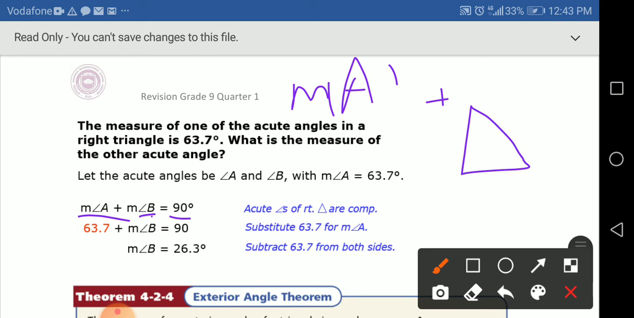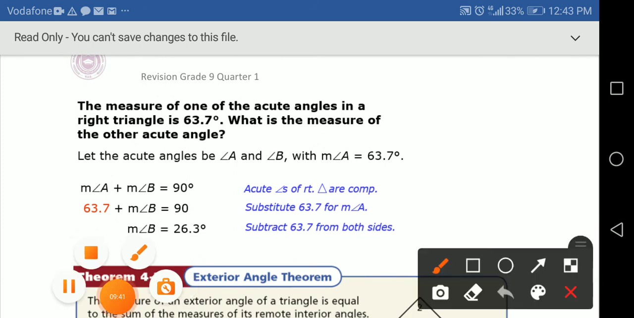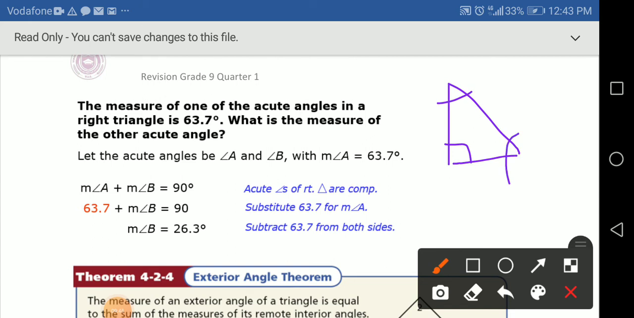Focus with me. Let me draw it for you to imagine a right triangle. This is 90 degrees, so the sum of the other two angles must be 90 degrees. Let one be measure of angle A and the other measure of angle B; the sum of them is 90 degrees. Why? Because the total measure of angles of any triangle must be 180 degrees. If this is 90, then this plus this must give me 90 degrees.